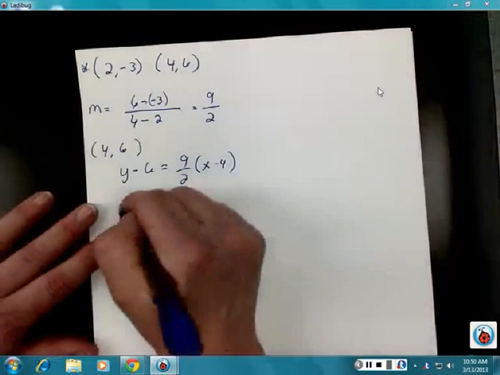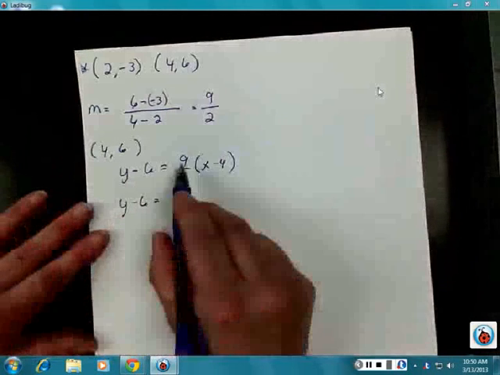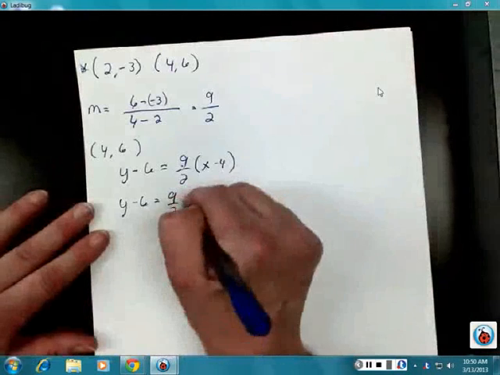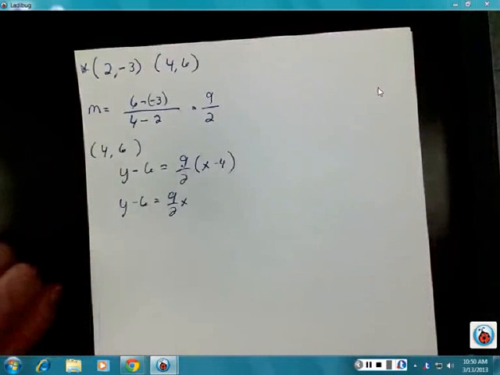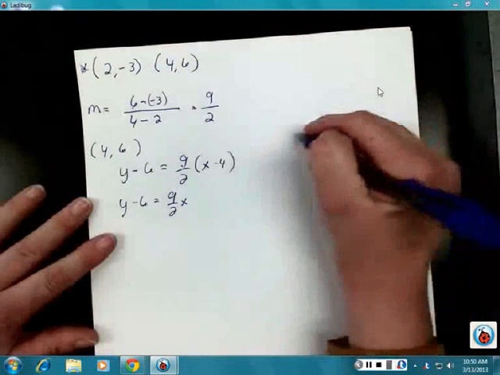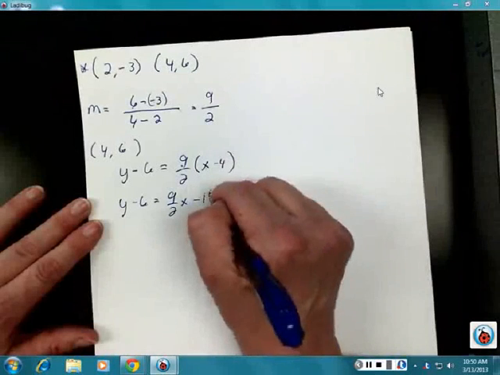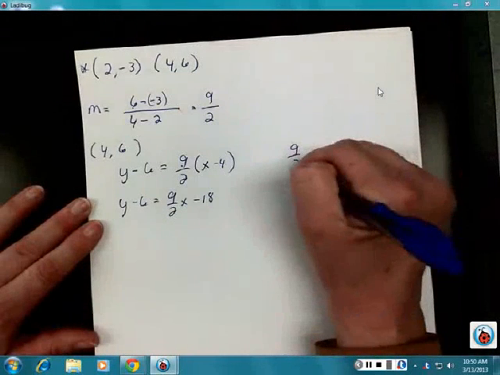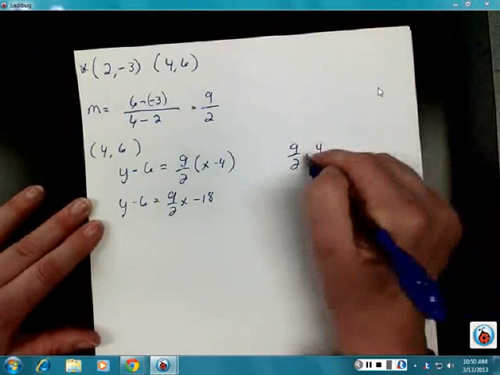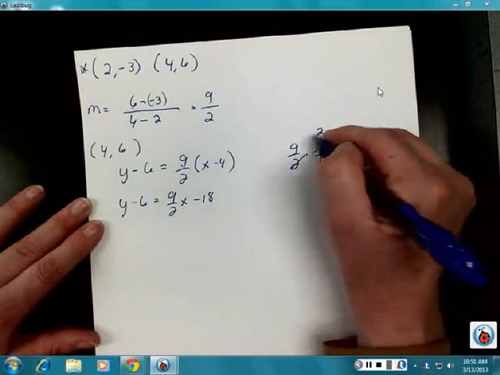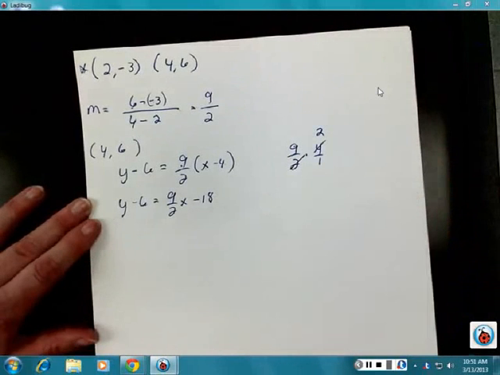So I get y minus 6. 9 halves times x is 9 halves x. What's 9 halves times negative 4? Negative 18? Because 9 halves times 4 over 1, these two cancel. 2 times 9 is 18, so that's negative 18. Okay, now what?